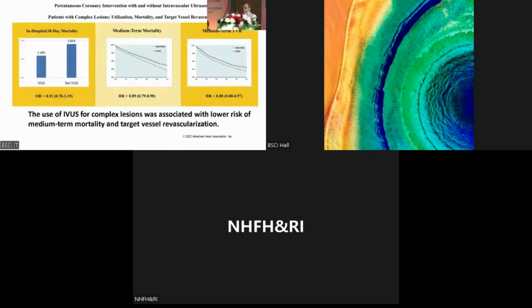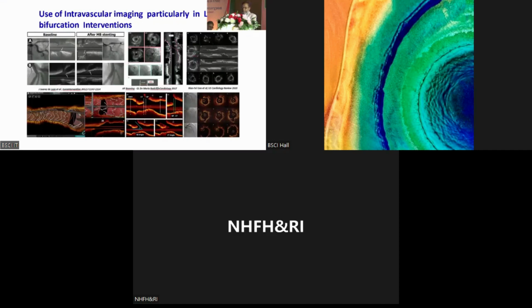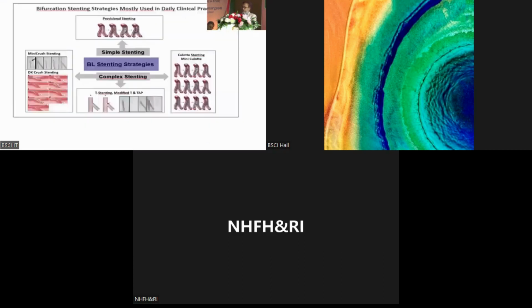Percutaneous coronary intervention with or without intravascular ultrasound. We see the data is in favor of intravascular ultrasound. If we see the study definition, in EBC main, only 20% to 22% of the patients required a second stent, and in the complex arm, around 30% of patients required intravascular ultrasound.